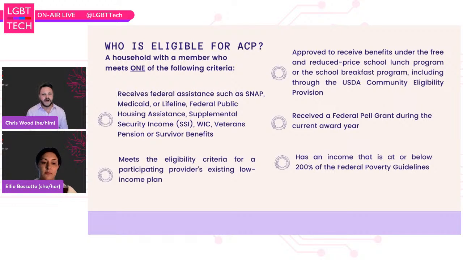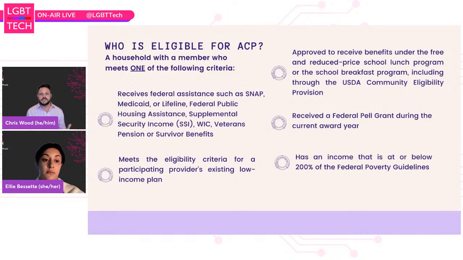So who's eligible? A household with one member who meets one of the following criteria: receives federal assistance such as SNAP, Medicaid, Lifeline, or federal public assistance, housing assistance, supplemental security income, WIC, or veterans with pensions or survivor benefits. So if you're already part of any one of those programs, you would be eligible for ACP. Meets the eligibility for a participating provider's low income plan.